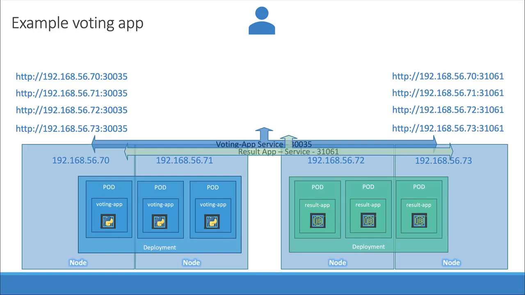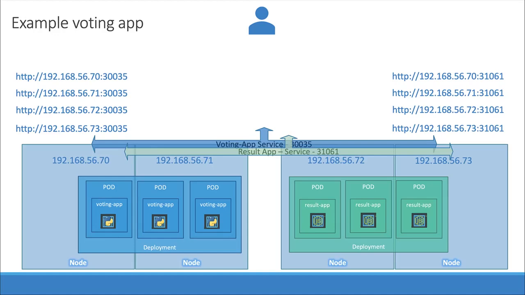So note that even if your pods are only hosted on 2 of the nodes, they will still be accessible on the IPs of all the nodes in the cluster. Say the pods for the voting app are only deployed on the nodes with IP 70 and 71, they would still be accessible on the ports of all the nodes in the cluster. So that's how a service is configured. So you would share these URLs with your users to access the application.